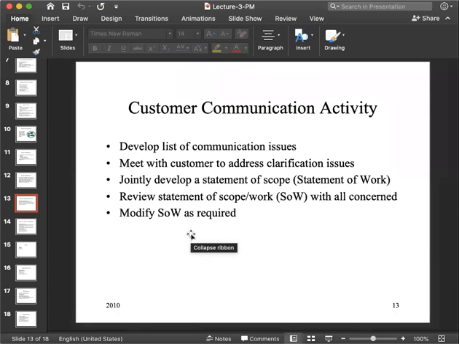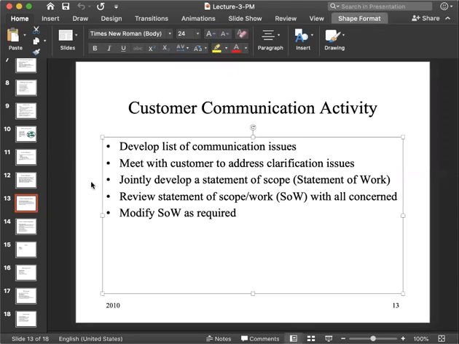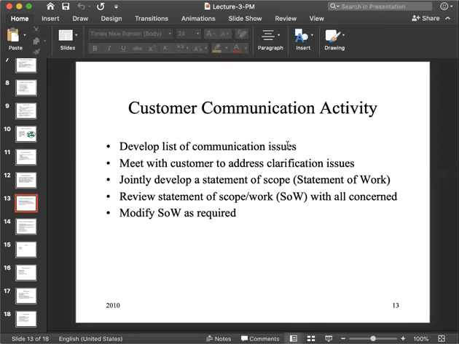With the customer is our main priority here, because this is where we actually start our project. So customer communication means, first you need to develop the list of communication issues. Before going to communicate with any customer, you need to make some points.